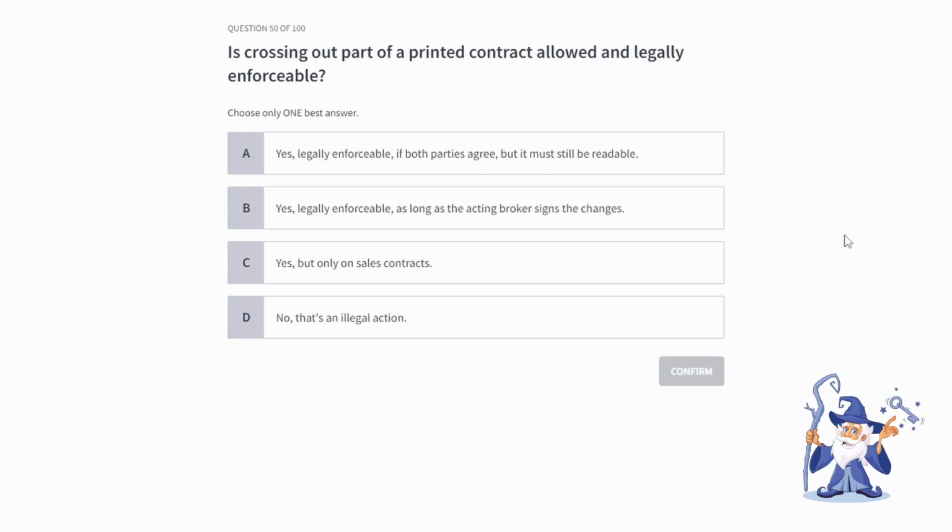Okay, question number 50. Is crossing out part of a printed contract allowed and legally enforceable? Ooh, okay, nice. Because there's 4 options. A, yes, it's legally enforceable if both parties agree, but it must still be readable. B, yes, legally enforceable as long as the acting broker signs the changes. C, yes, but only on sales contracts. And D, no, that's an illegal action.